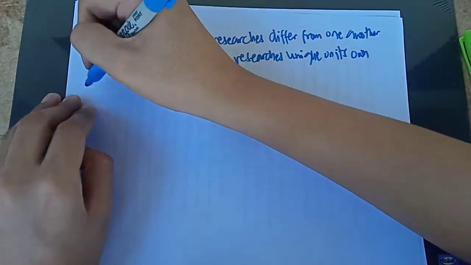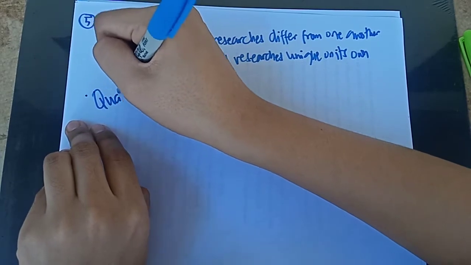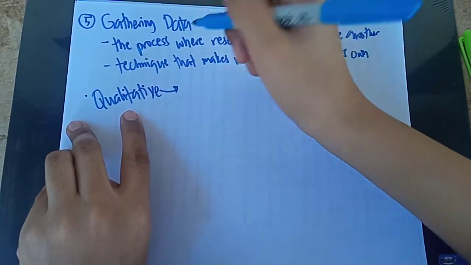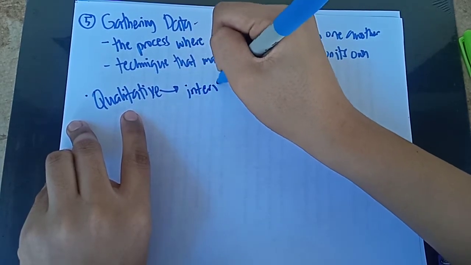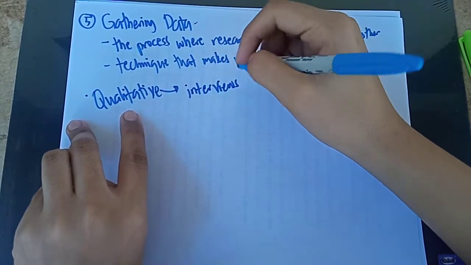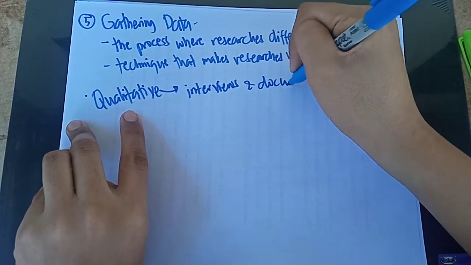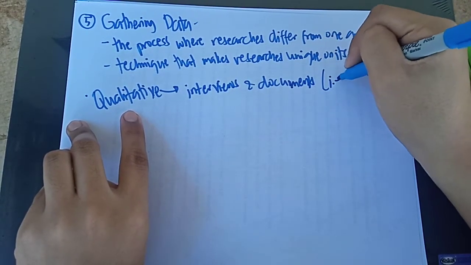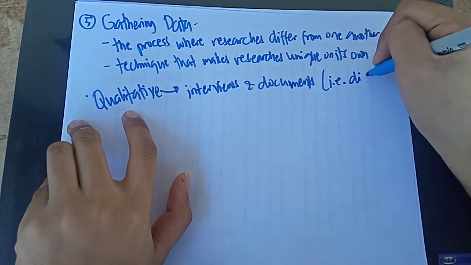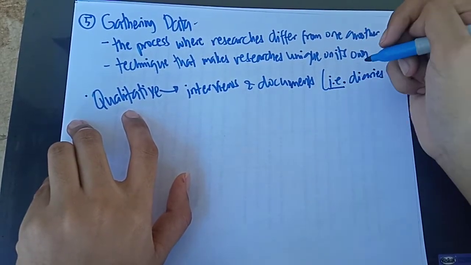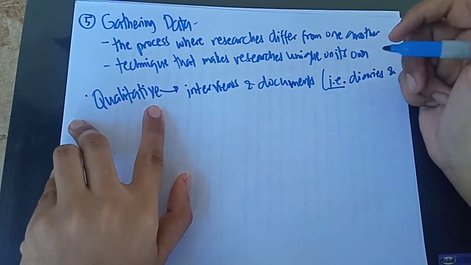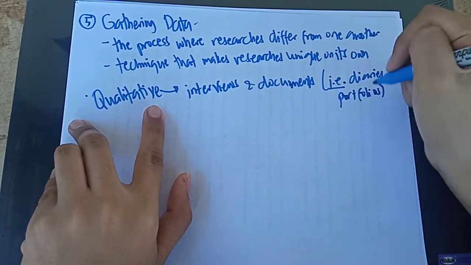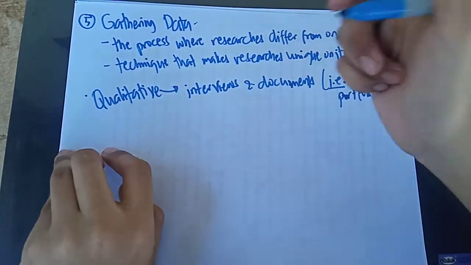Okay? So, for example, in qualitative research, we gather data through interviews and through the use of documents. And what are those documents? So, these documents can be diaries, i.e., meaning that is, okay? Diaries and portfolios. So, documents, that is, diaries and portfolios.